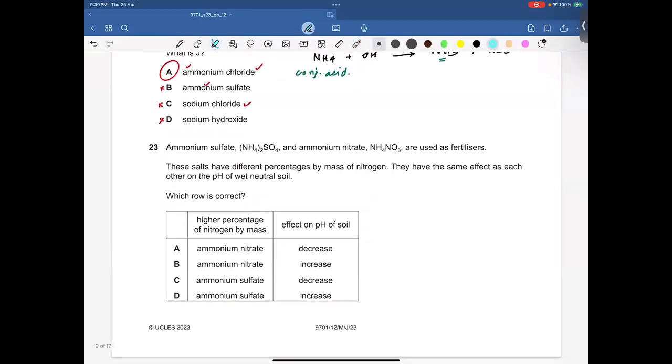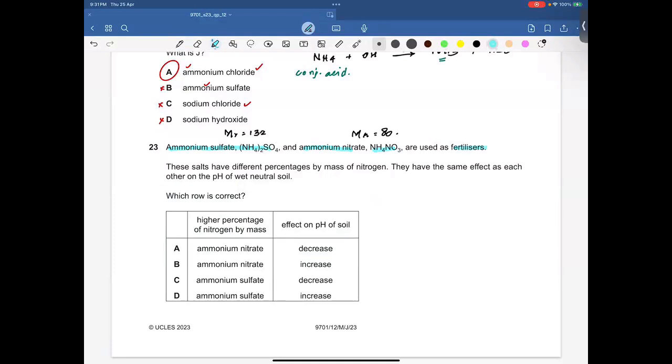Next, 23, ammonium sulfate and ammonium nitrate. First of all, let me take out the MR of ammonium sulfate. So the MR of ammonium sulfate, let me calculate, is basically 132, and the MR of ammonium nitrate is basically 80. Okay.